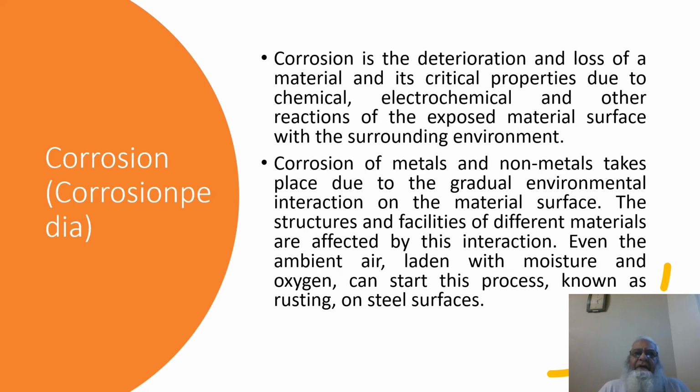This definition is taken from Corrosionpedia, which states corrosion is the deterioration and loss of material and its critical properties due to chemical, electrochemical, and other reactions of the exposed material surface with the surrounding environment. Corrosion of metals and non-metals takes place due to the gradual environmental interaction on the material surface. The structure and facilities of different materials are affected by this interaction. Even the ambient air laden with moisture and oxygen can start this process, known as rusting on steel surfaces.